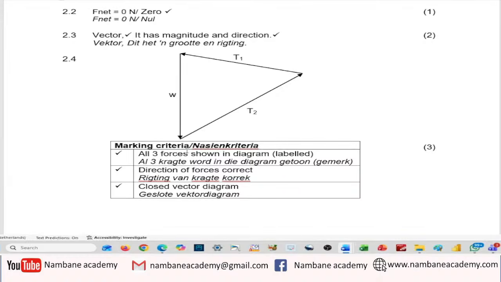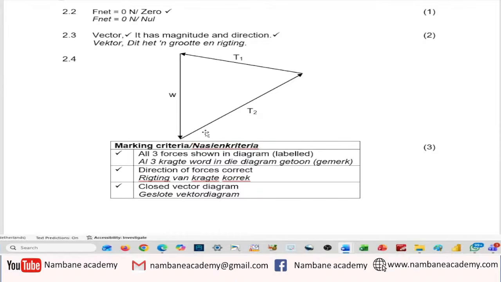So 1 mark: all forces shown in the diagram, and they are labeled. They must not only be shown, they must be correctly labeled with T1, T2, and W. If you have them there, then you can give 1 mark. And then if the direction of the forces is correct, they do not need to show directions.